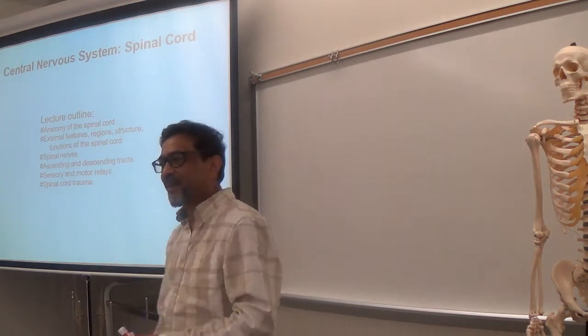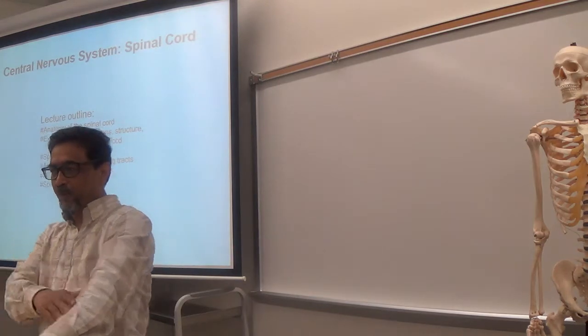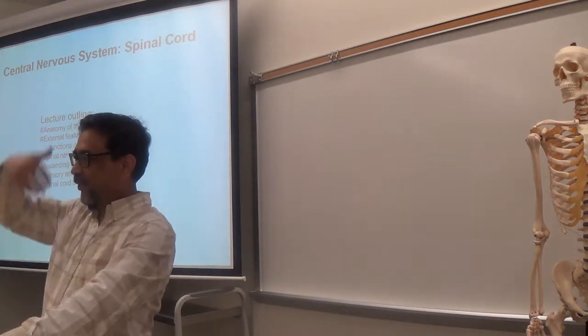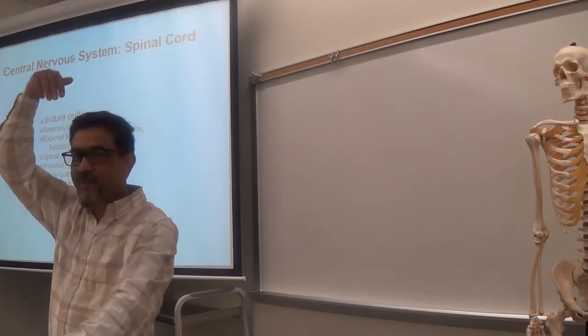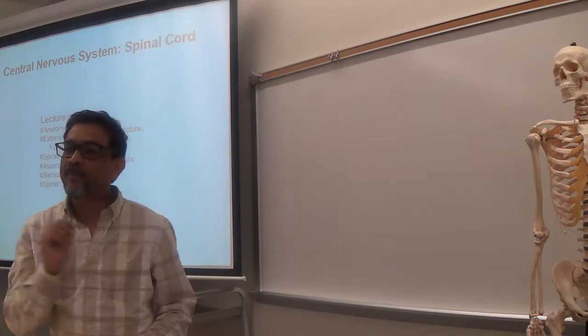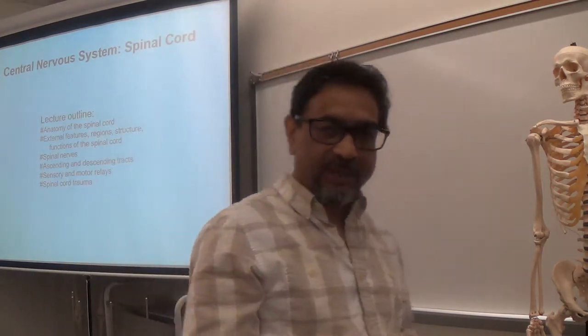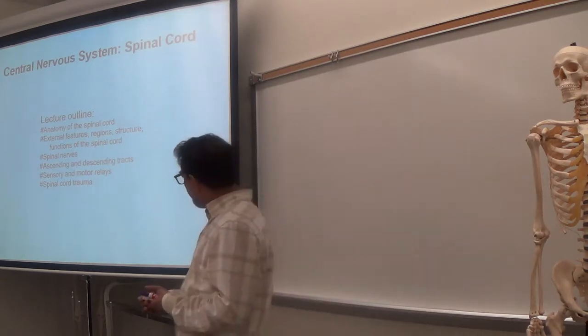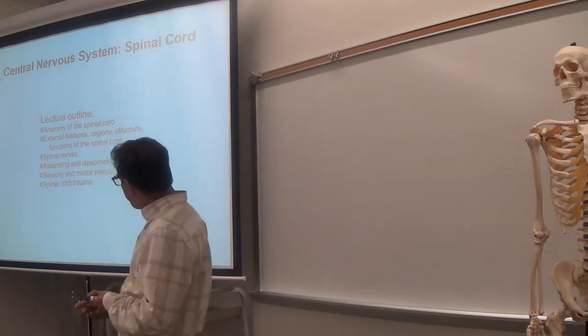Now you tell me, ascending should be sensory or motor? Sensory. Remember, sensory signal goes towards the brain, right? And descending tracts are motor tracts. Make sense? So two types of tracts are present inside the spinal cord. We will see the important tracts.